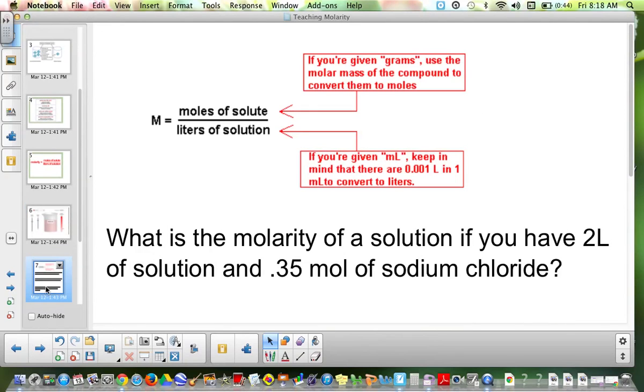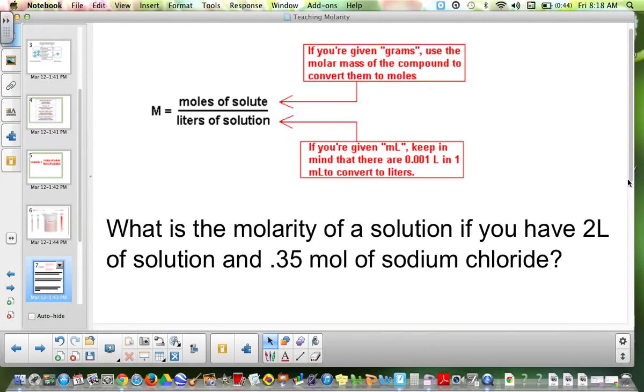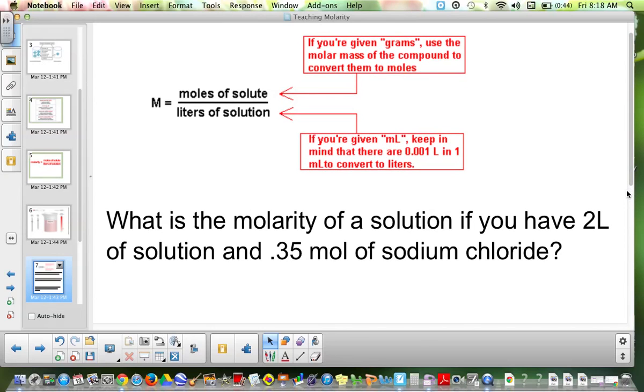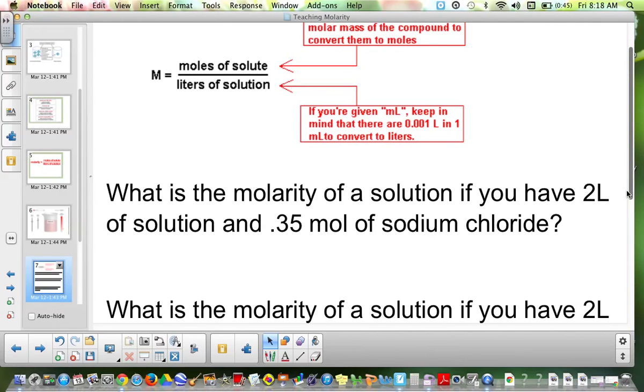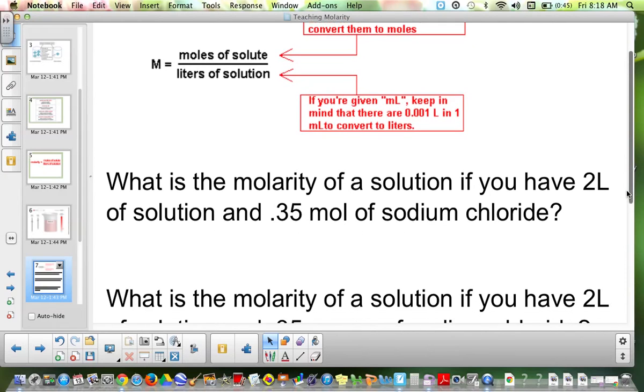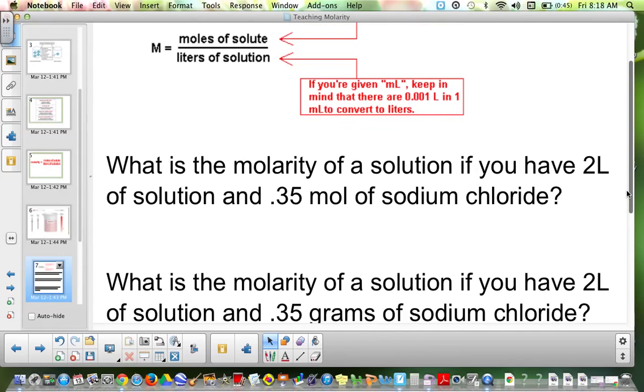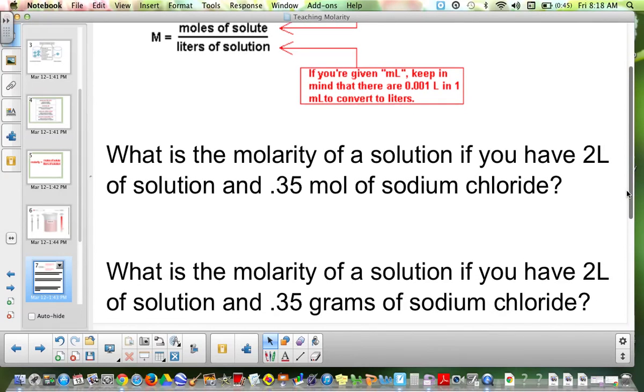All right? Chemistry is math. So we're going to be doing molarity problems here. All right? So you got your pencil ready to go here. This is the easiest kind of molarity problem I can give you. What is the molarity of a solution if you have 2 liters of solution and 0.35 moles of sodium chloride? This is the easiest one we have, all right?